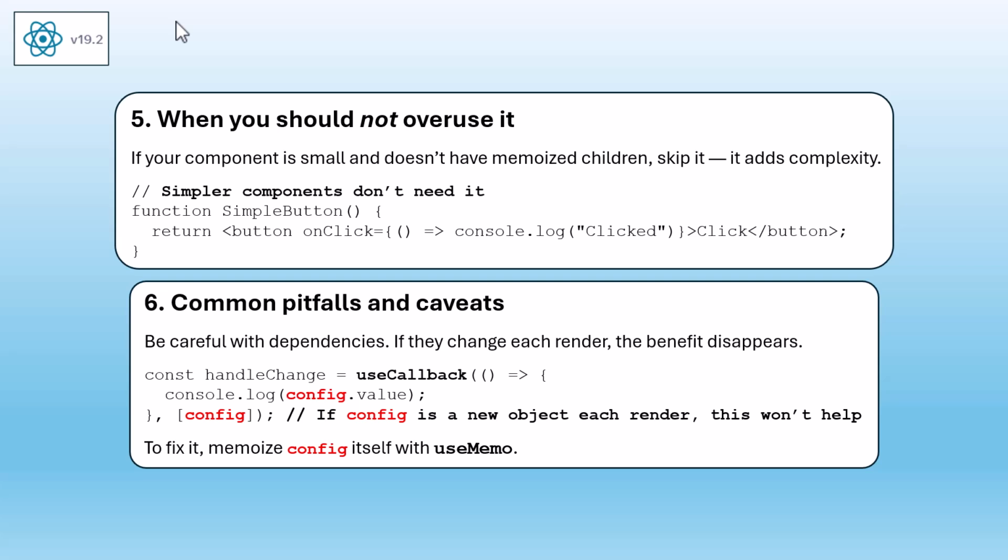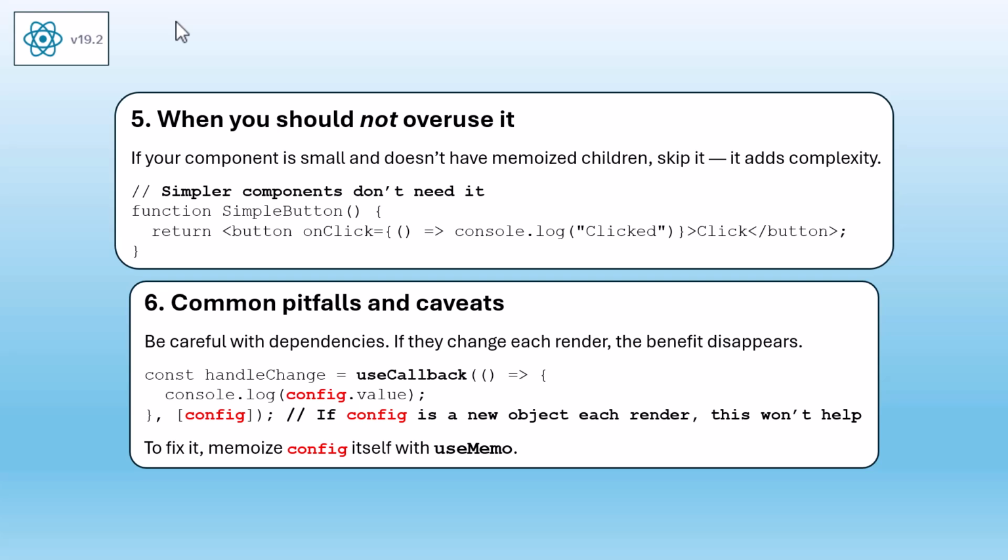6. Common pitfalls and caveats. There are a few things to watch out for. If you forget to pass the dependencies array, or pass it incorrectly, you lose the benefit. You might end up with a new function each render or stale values inside the function. If one of your dependencies changes on every render, perhaps because it's an object or array recreated each time, then the hook will return a new function each time anyway, so no benefit.